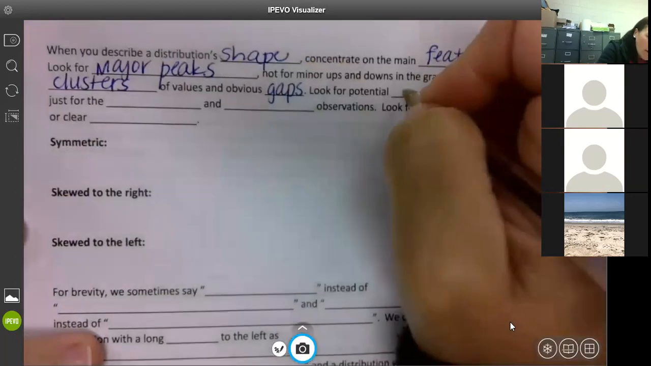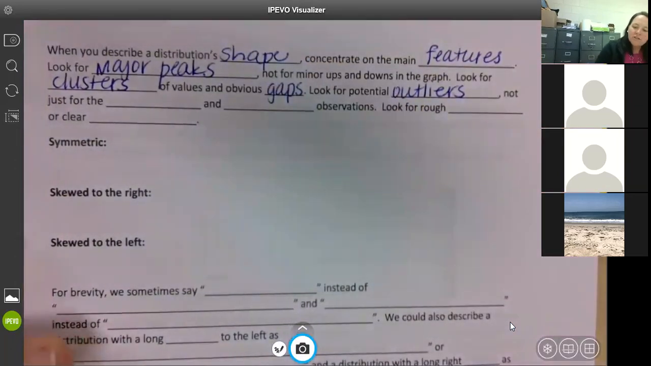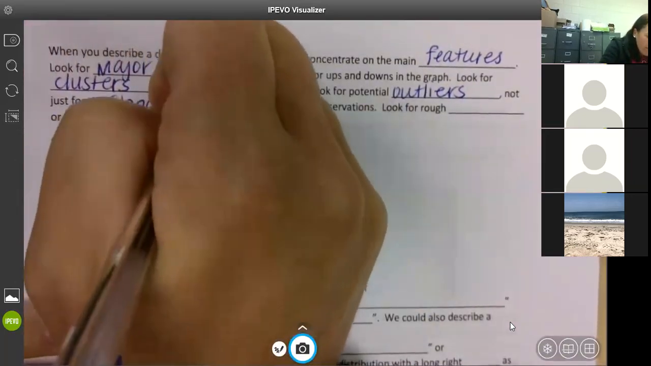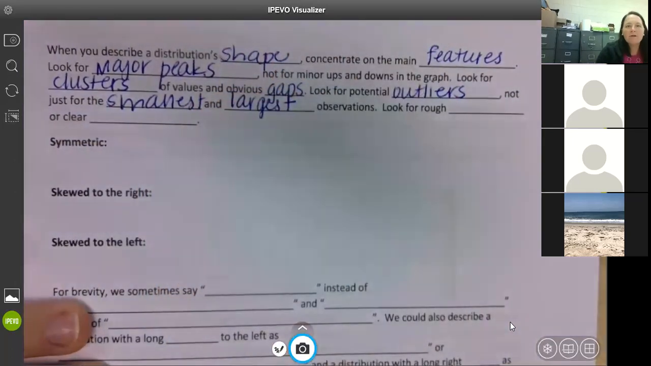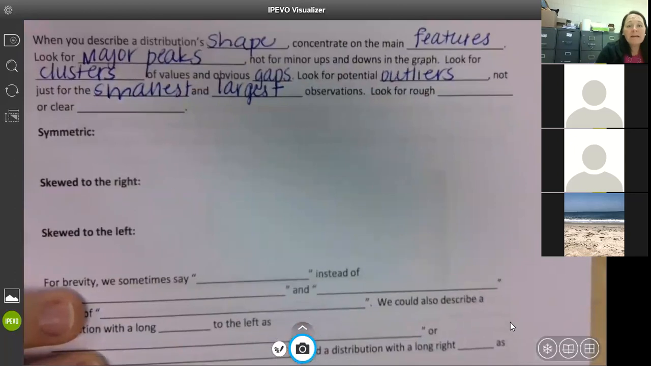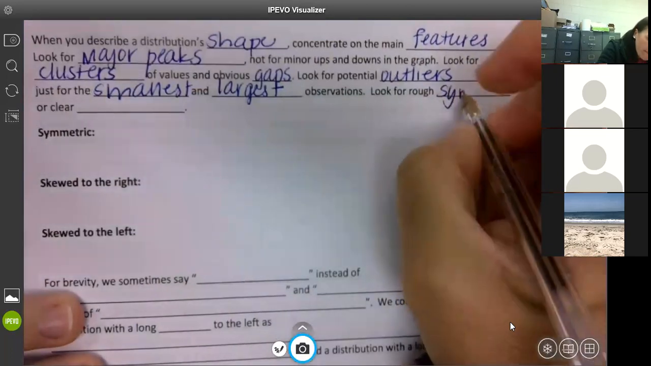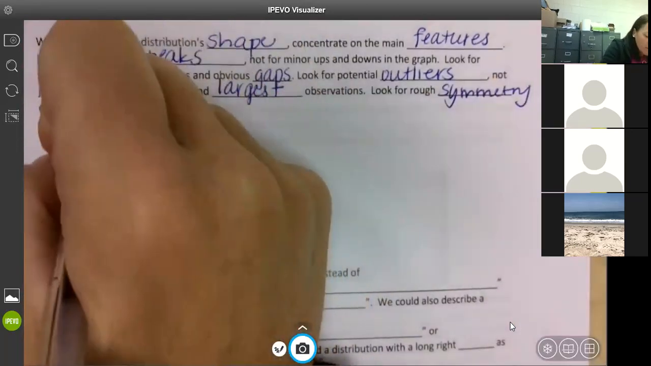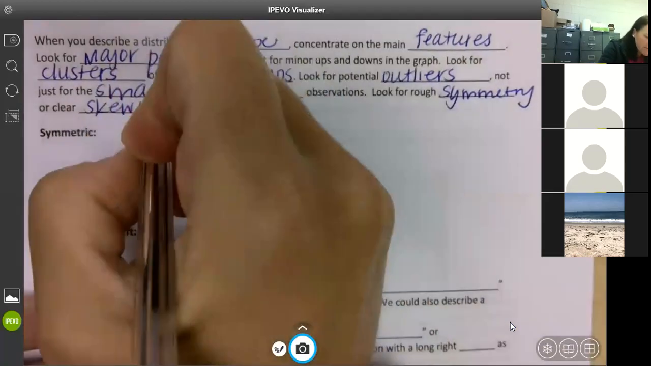Look for potential outliers, not just for the smallest and largest. So just because it's the smallest or because it's the largest does not make it an outlier. It makes it the smallest and the largest. You also want to look for rough symmetry or clear skewness. And we'll talk about both of those in just a second.